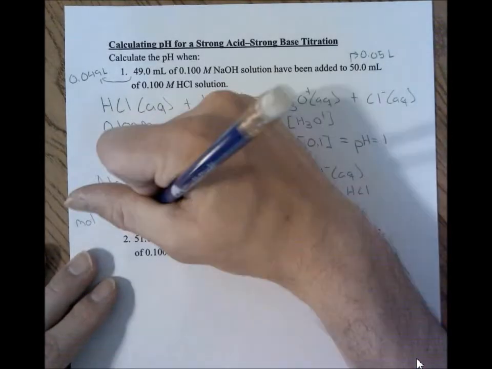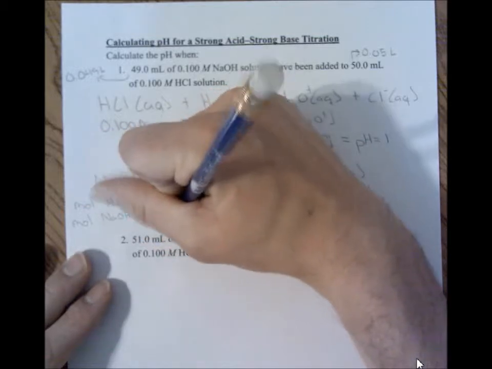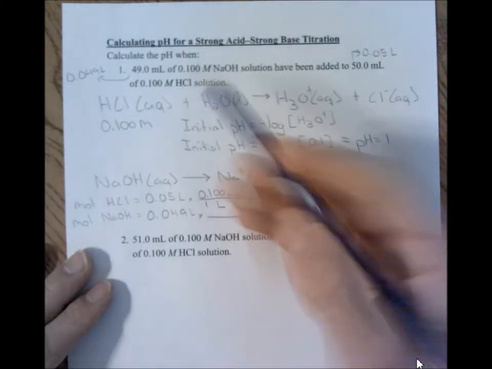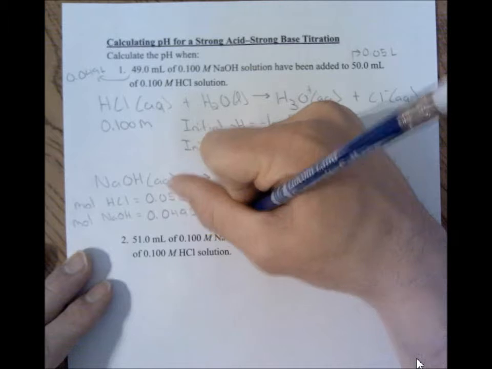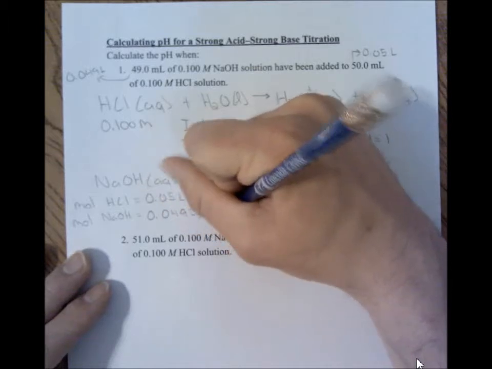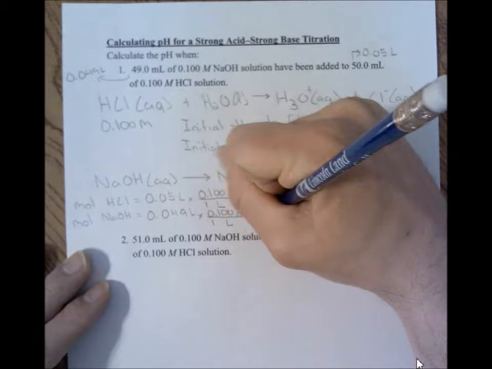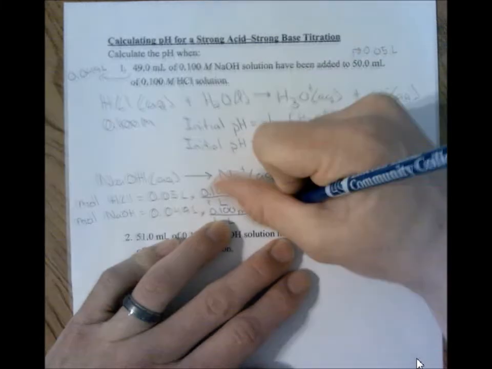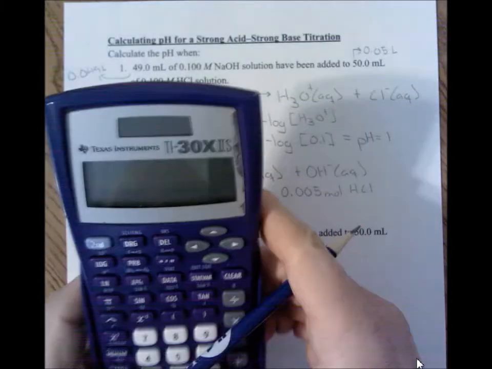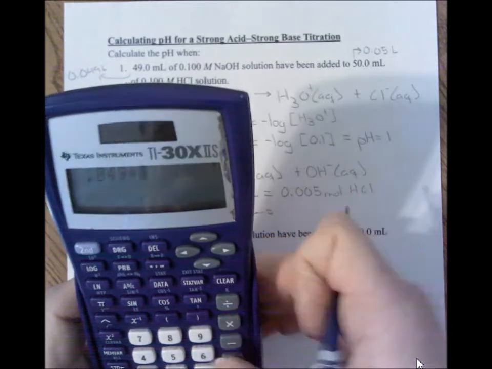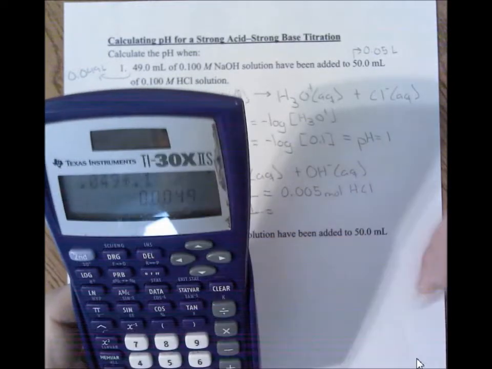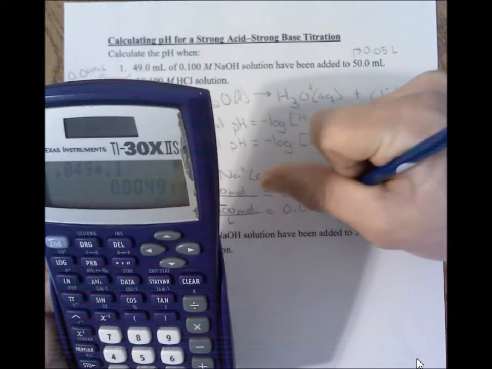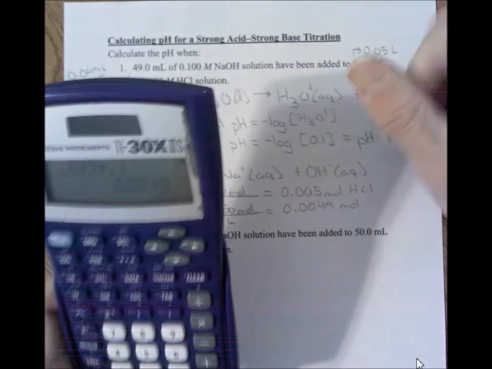So we start out here with 0.049 liters times our molarity, which lucky for us is 0.1 molar, which means for every liter of solution, we have 0.1 moles of NaOH. So because we're dealing with NaOH, if we plug this into our calculator, 0.049 times our molarity, which is 0.1, gives us 0.0049 moles of that OH minus.